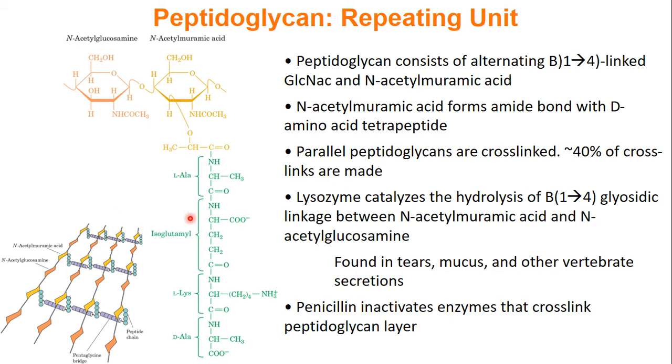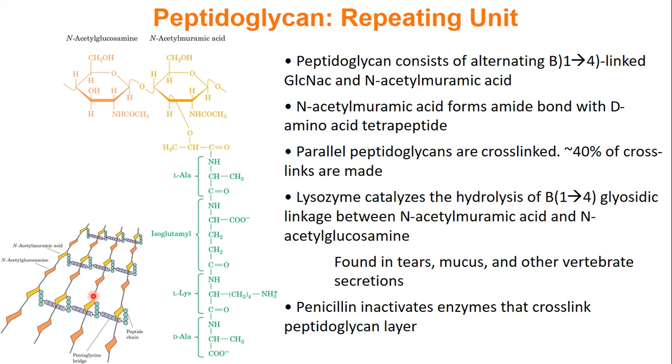One way to destroy the peptidoglycan and to destroy the bacteria, because they need the peptidoglycan to survive, is through an enzyme called lysozyme. Lysozyme will hydrolyze this beta-1,4 linkage here between muramic acid and acetylglucosamine. And lysozyme is found in your tears, your mucus, and other secretions. So every time you cry, you're crying out some lysozyme. And any bacteria that comes into contact with your tears or your mucus will die because they will lose their peptidoglycan.